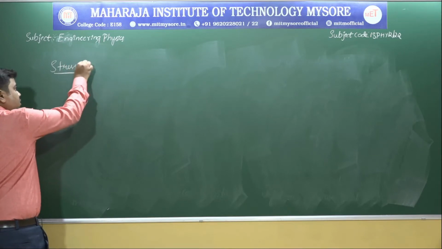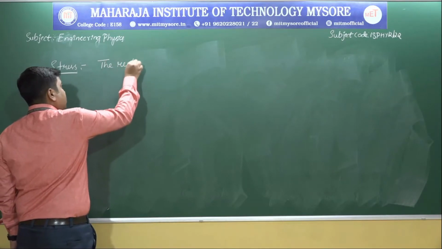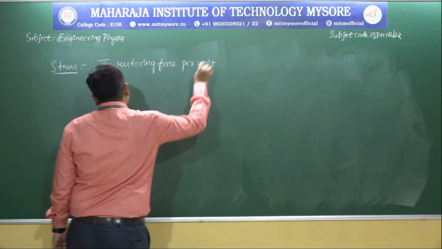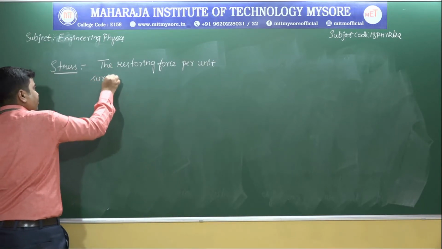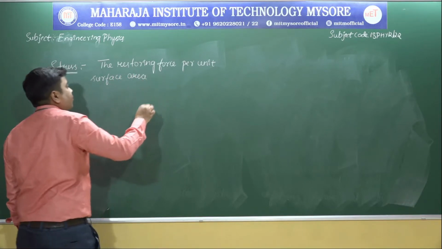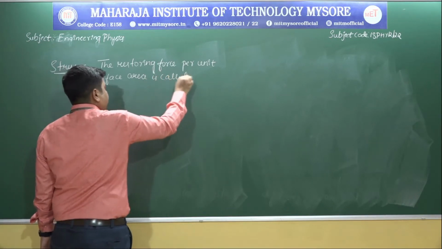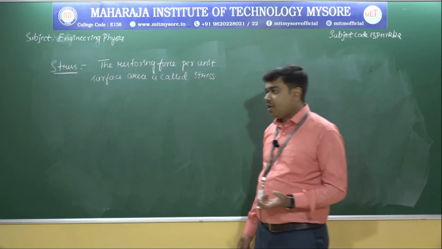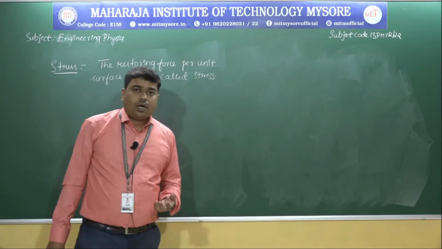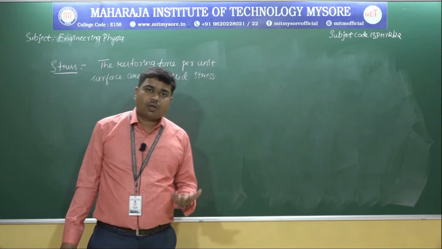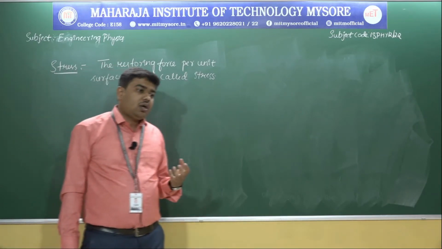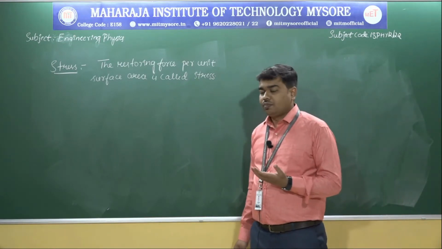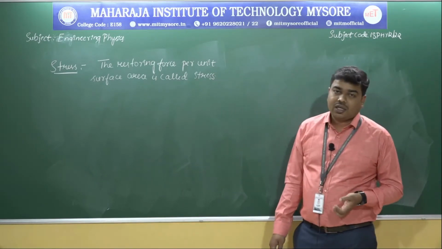So, we can define stress as the restoring force per unit surface area is called as stress. As I said, whenever you apply an external force, the particles in the body displace or the body deforms, and if the body is elastic, then a restoring force is set up in that elastic body, which leads to the regain of all the dimensions of the body. For example, the body regains original shape, original length and original volume. So, such a restoring force which is set up in the body per unit surface area is called as stress.